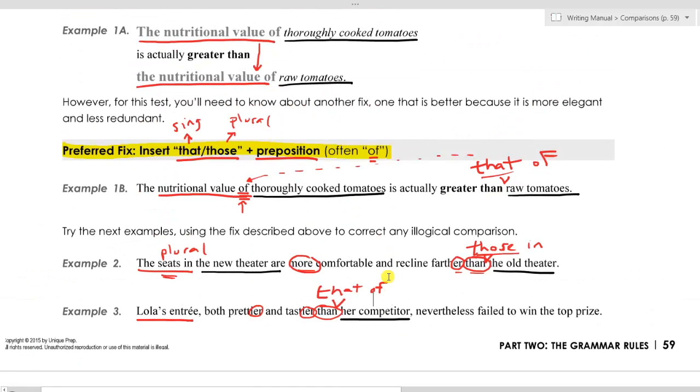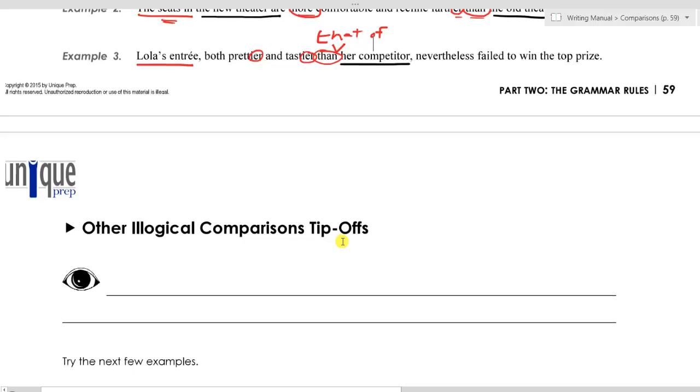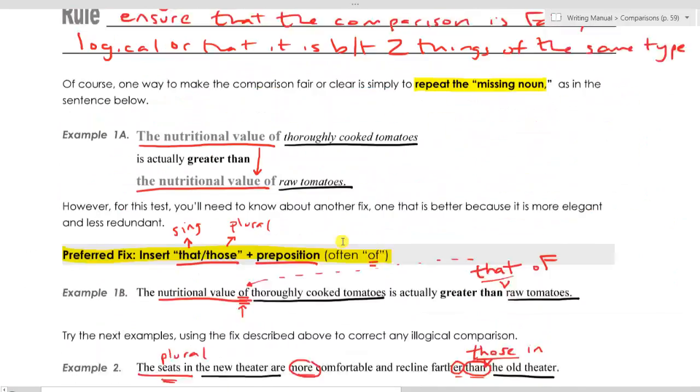There are some other fixes that you can use. For instance, some students will say, what if I wanted to say Lola's entree was prettier and tastier than her competitor's entree? You could do that as well. ETS does not tend to use that fix all that often. And again, that fix is a little bit more formal. So that is your first comparison issue, unclear or illogical comparisons.